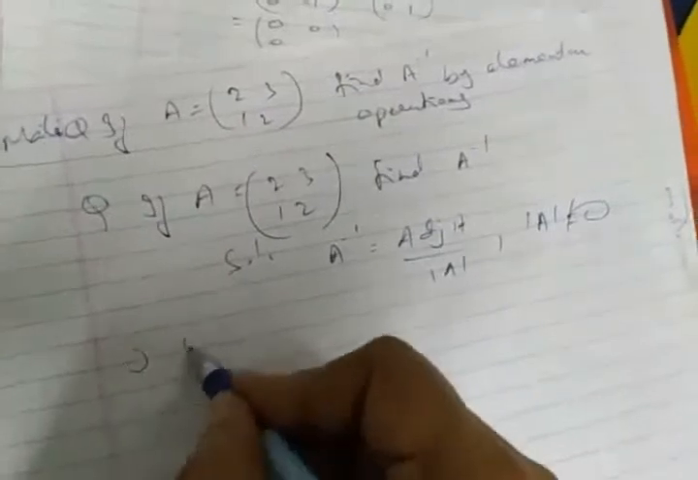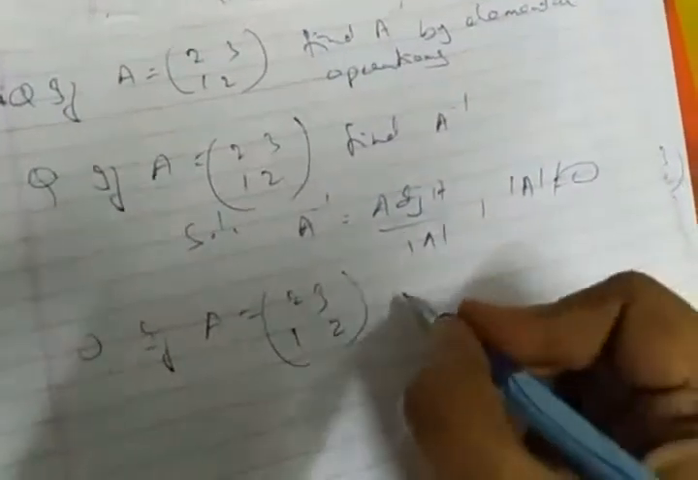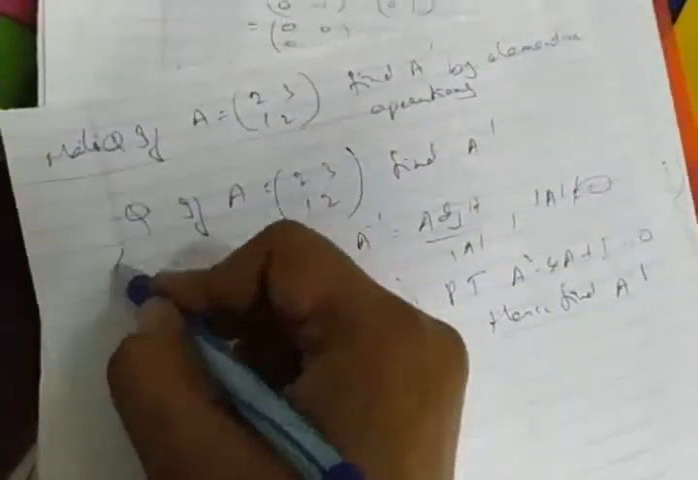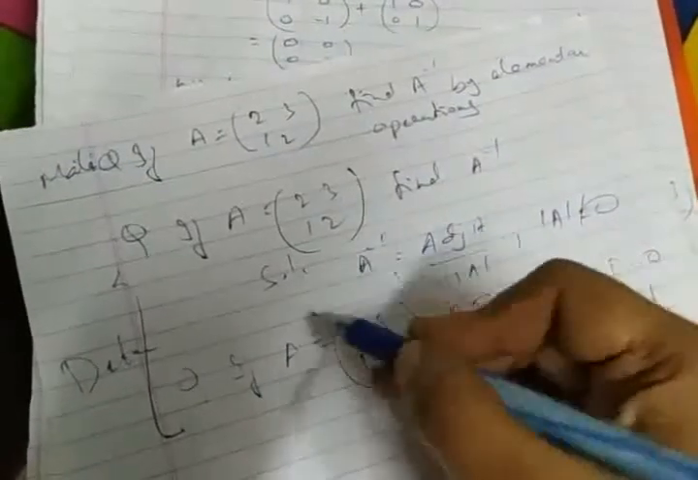One more option we have: if A is the matrix 2, 3, 1, 2, prove that A square minus 4A plus I is equal to 0, hence find A inverse. These two pattern questions we find in the determinant chapter. The formula method is also what we are learning here. It is the shortcut method, the best option.